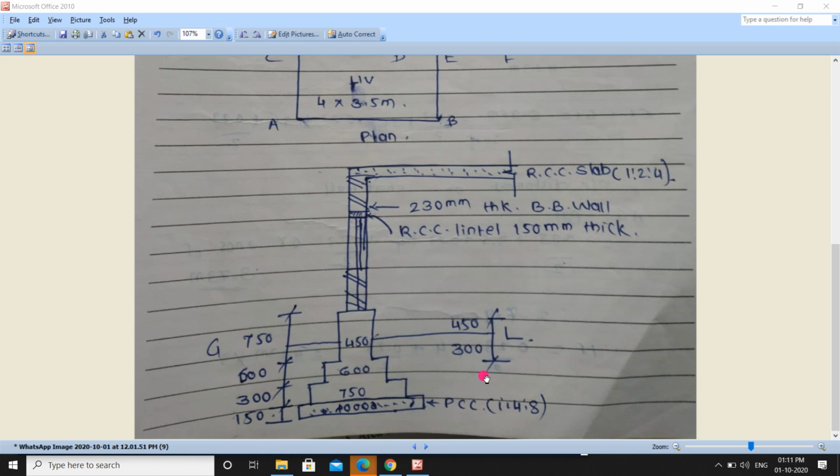After that, if you go through the foundation details, here there is a PCC whose total length is 1000 and width is 1000. Again, above the PCC, there is UCR masonry of 750, 600 and 450 mm thickness respectively. On the left side, they have given the height of each and every UCR masonry step. For step 1, it is 300. For step 2, it is 600. While for step 3, it is 750 mm respectively.